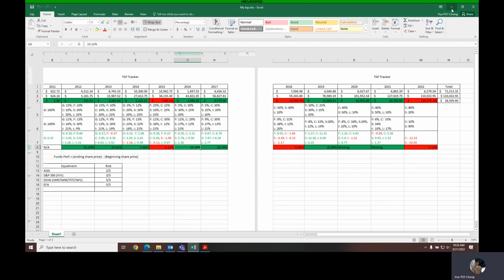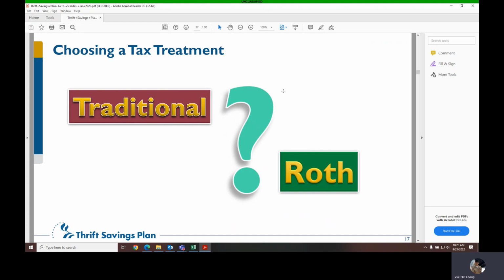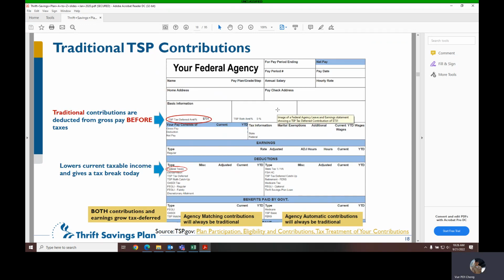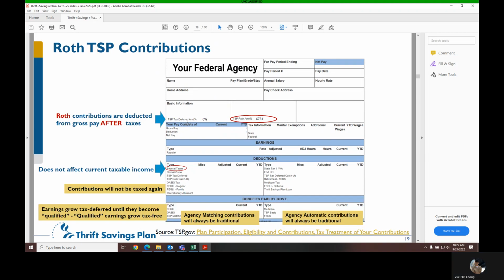Real quick, I'm going to show you guys this, right? So traditional and Roth. The difference is that traditional isn't taxed right now. It's going to get taxed when you draw your money at 59.5. So traditional contributions are deducted from gross pay before taxes. So you won't get taxed today, you're going to get taxed later. Roth contributions are going to be deducted after taxes.